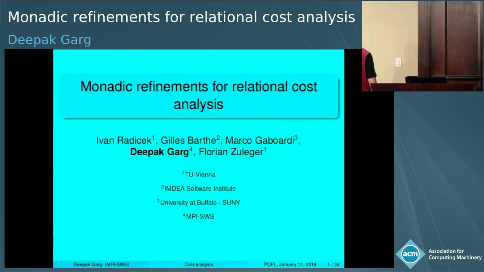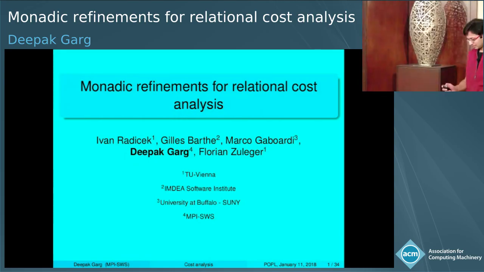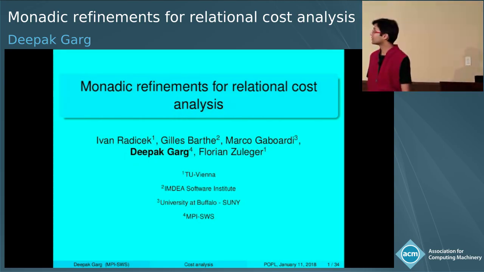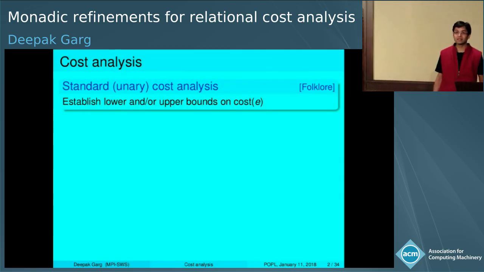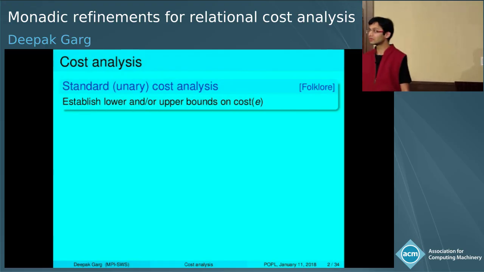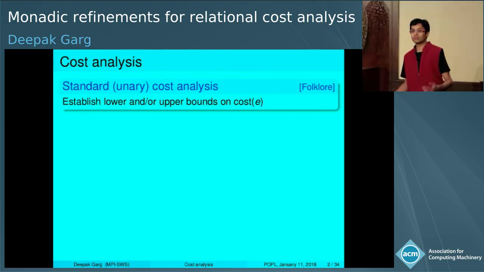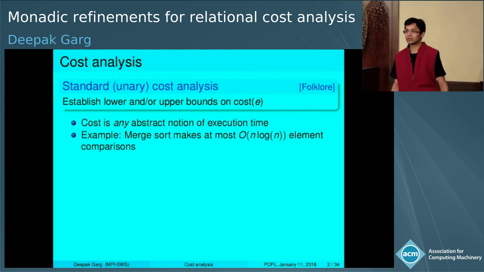Okay. So this talk is not about termination analysis. This is about cost analysis. So let me start by introducing the problem of cost analysis for those of you who do not know about this. Cost analysis is a very well-studied folklore problem, basically. The goal is to establish lower and/or upper bounds on the cost of a program E. And cost here is any abstract notion of execution time.